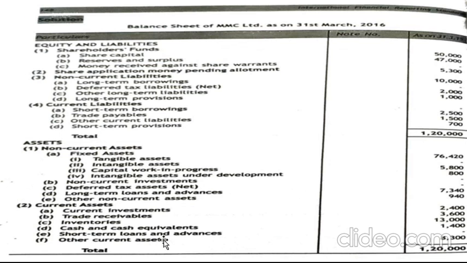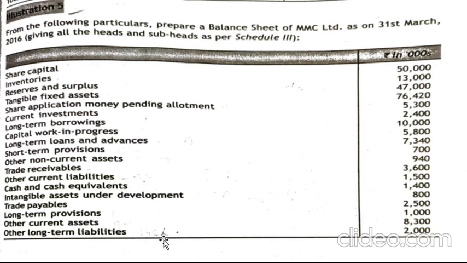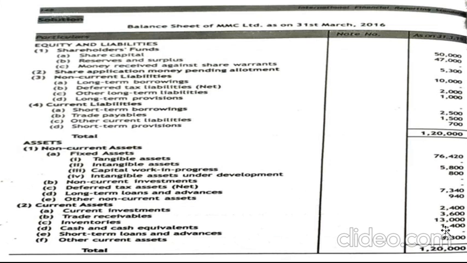Next is other current assets. So do we have other current assets in the problem? Yes, other current assets is 8,300. So when you total up, you need to get the balance similar. Total liabilities is equal to total assets, then your problem is placed right.